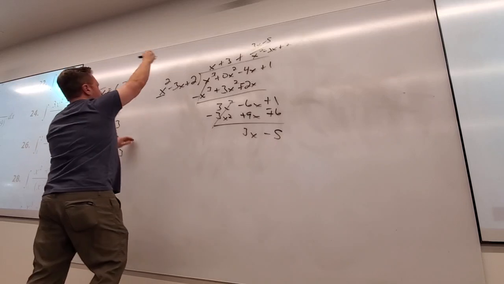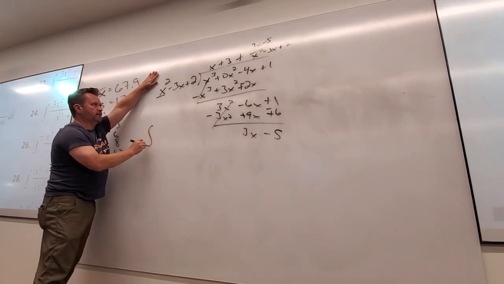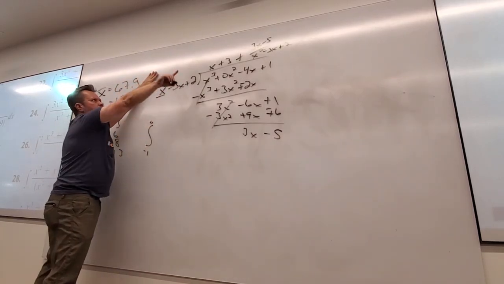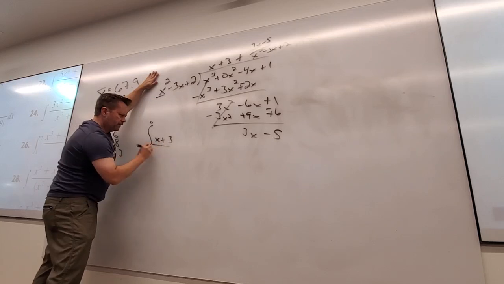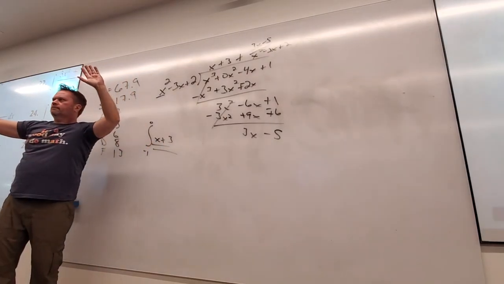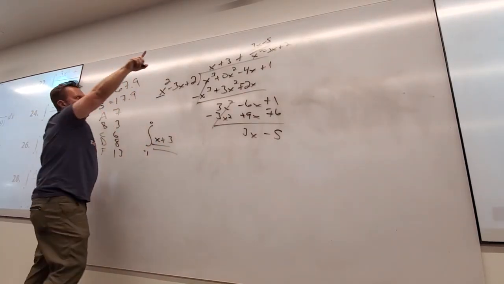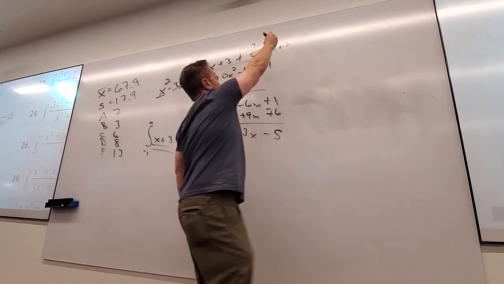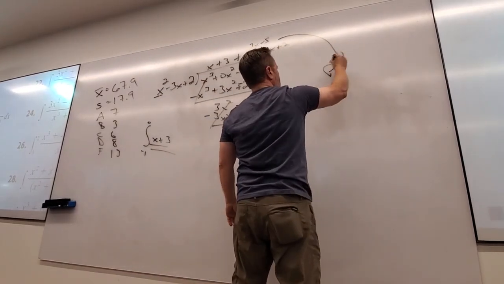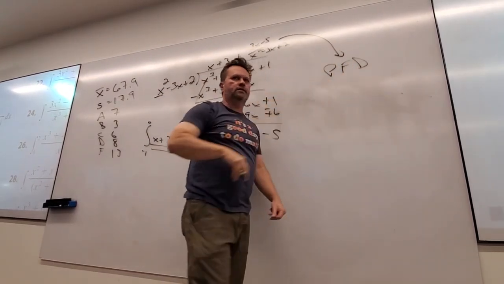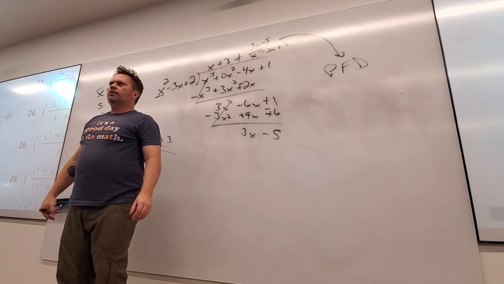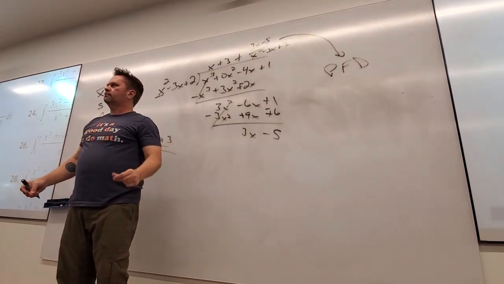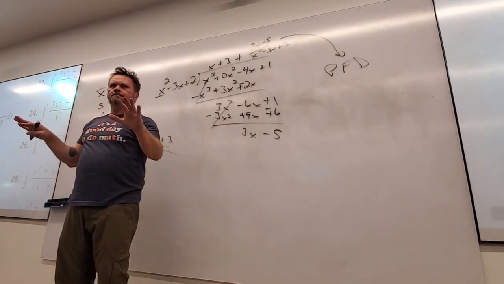Now, it's the integral of this, yes? So now I got the integral from negative 1 to 0. X plus 3, this piece, easy. That piece, I have to focus on and do the partial fraction decomposition. Can you factor the bottom?